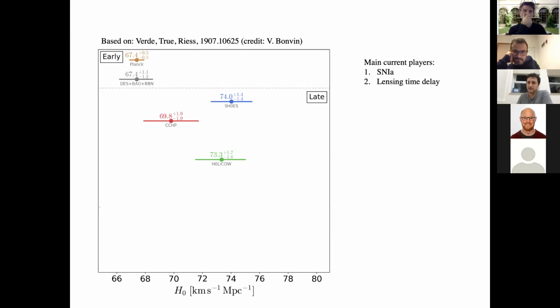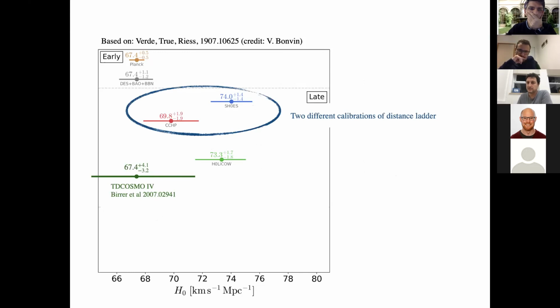Nevertheless, from the phenomenological point of view, let's clean it up a little bit. Let me take out of the plot measurements with large error bars compared to those. Some of them are also not independent. And so clearly this picture is dominated by two main players. The first is the supernova, with different calibrations. And the second is the strong lensing time delays. So this is really a significant result, what Simon just showed us. One of the main players just went down in H0.